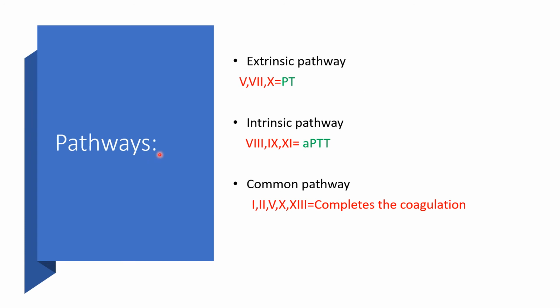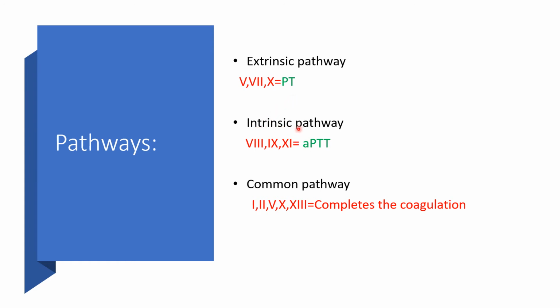Now, pathways to coagulation. The extrinsic pathway will make use of factors 5, 7, and 10. And when you want to know what is happening with that, you can have your PT done. And PT is also useful to monitor Coumadin therapy.